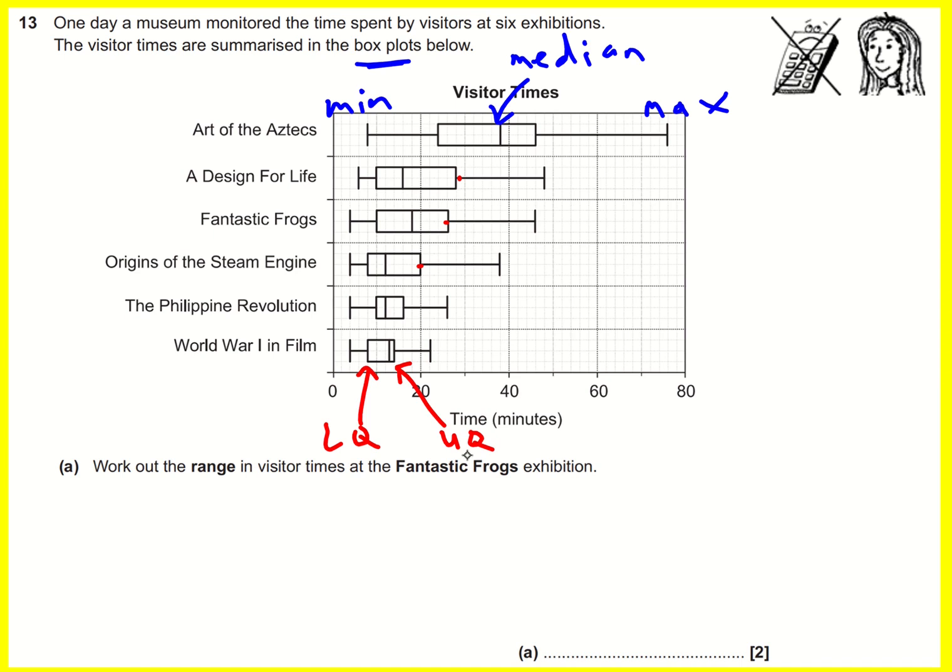So if I want the range of the Fantastic Frogs exhibition, what I need to do is work out the maximum. And this is going to be 50 here, so I can see there's 5 little boxes. It's going up by 2 each time, and therefore this is going to be 46, the maximum. And I'm going to need to minus the minimum. So I'm going to do very similar. It's going up by 2, so it's going to be 4, and I'm going to get 42 as my range.